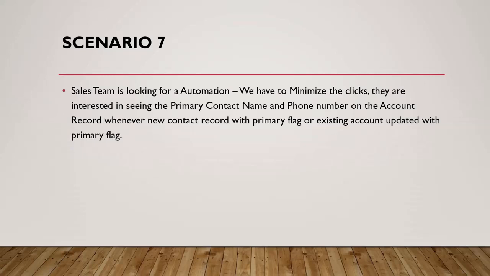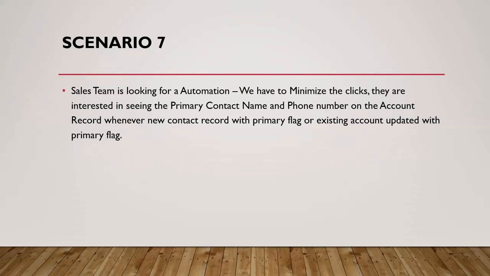They are interested in seeing the primary contact name and phone number on the account record whenever a new contact record is created with the primary flag, or an existing contact is updated with the primary flag on it. Currently, in order to see the primary contact name and phone number, they have to go to the contact record, and then they will be able to see the primary contact details.